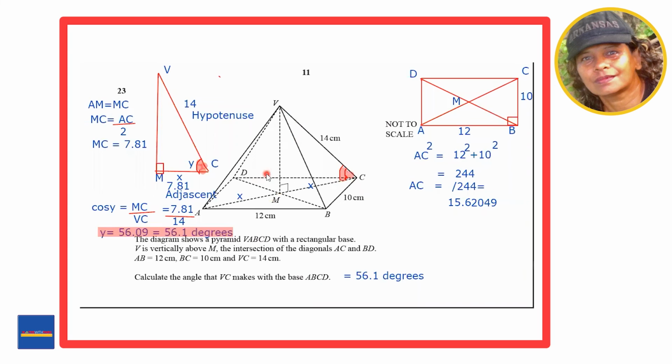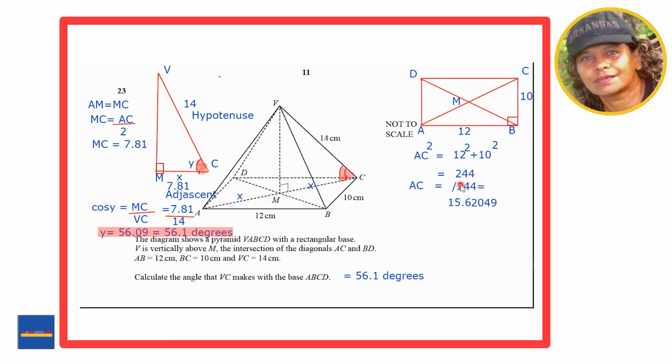Actually, what we need to do is if we can find out XMC, that also would be helpful for us. So let's start with what we know. To begin with, we have the rectangle at the bottom. Here we have ABCD. We know the lengths are 12 and 10, so we can find out the diagonal AC squared using Pythagoras. We have AC squared is 12 squared plus 10 squared, 244. So we have what AC is.